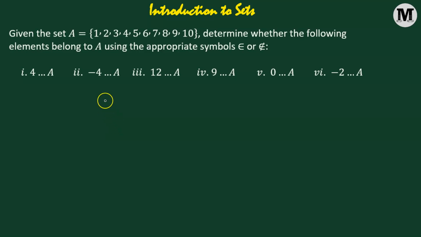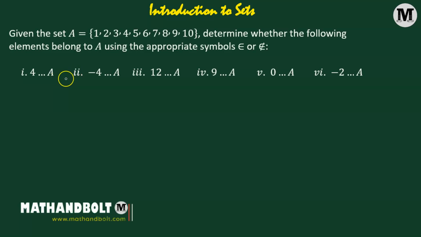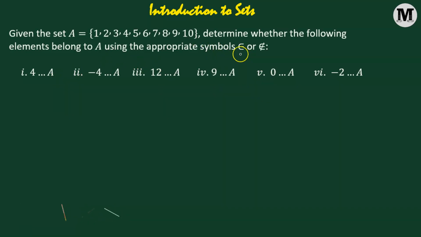So here in this problem, we are provided with a set A containing the elements 1 through 10. We need to determine whether the following elements, as given from 1 to 6, belong to A or not using the appropriate symbol. So here we have a "belongs to" and a "does not belong to" symbol. So let's start with the first one.